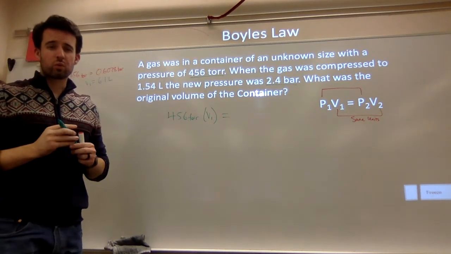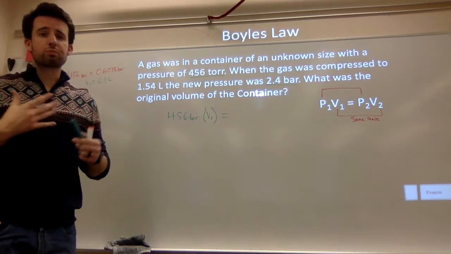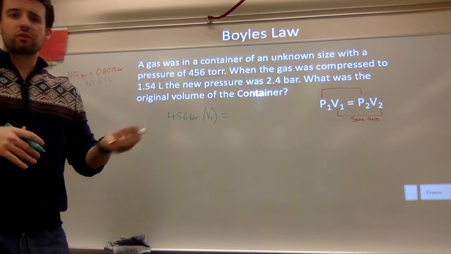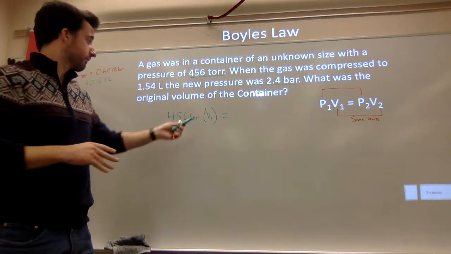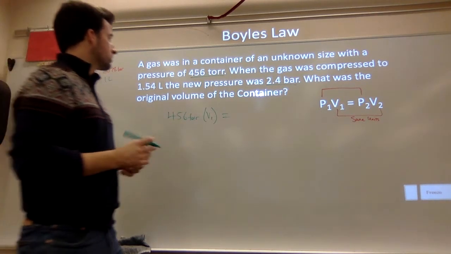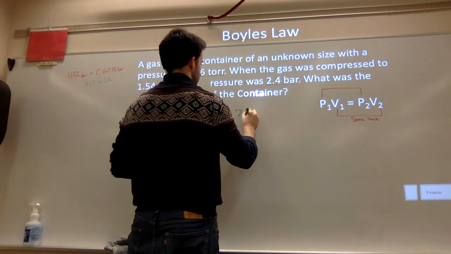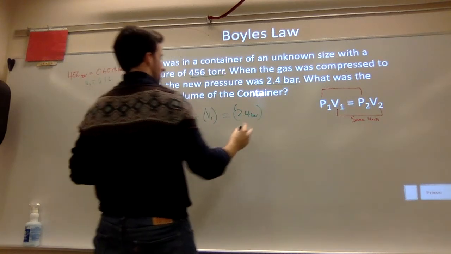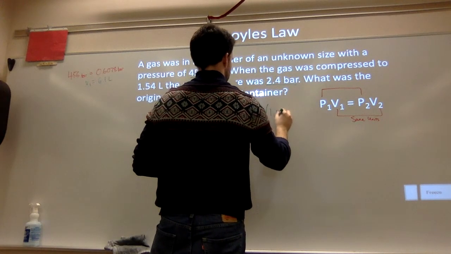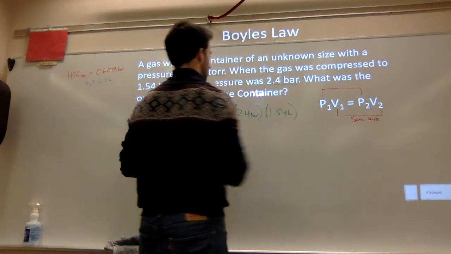We're actually solving for V1, which is a little bit strange because in most problems we usually ask for a V2 or a P2. Just be aware, we can ask for a V1 or a P1. On the other side here, we're dealing with a new pressure of 2.4 bar and a volume of 1.54 liters.